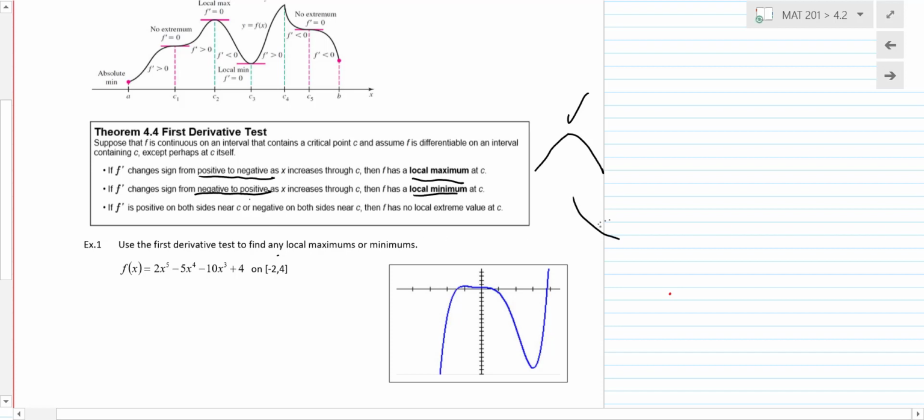If it changes to a positive derivative, then you're increasing, so you have a min. Does that make sense to everybody? Okay, it all ties into what we've been talking about, increasing and decreasing. Now, this says if the derivative is positive on both sides or negative on both sides, then there's no extreme.